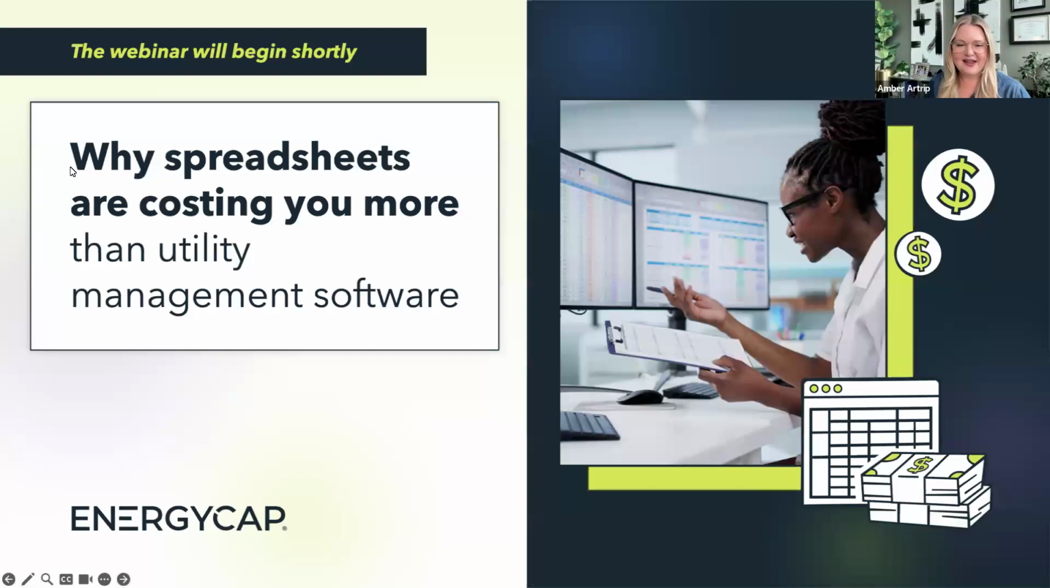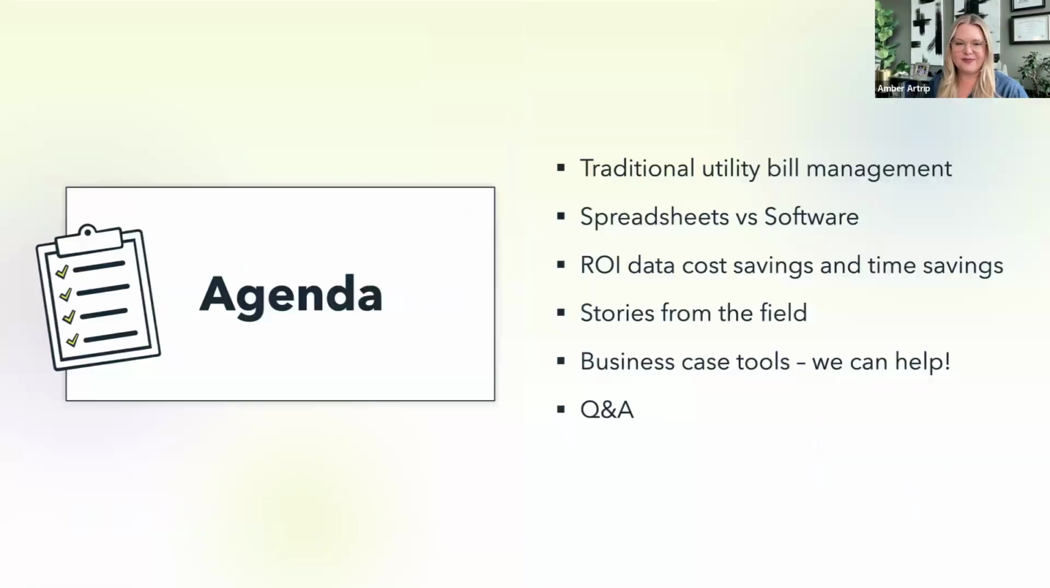Awesome. Let's get into the agenda for today. So we're going to start out with just an overview of traditional utility bill management and the process that probably many of you are experiencing today, managing that data in spreadsheets. We'll talk a little bit about the difference between managing your data in spreadsheets and software, and we'll get into some hard ROI data points that can show how you're not only going to save money, but save a ton of time by making the transition to software.